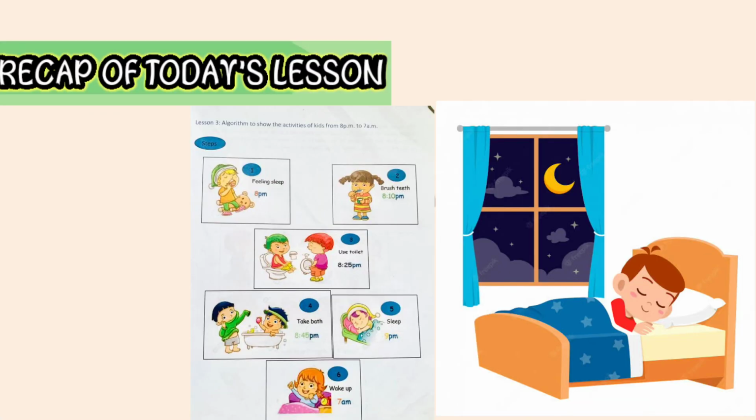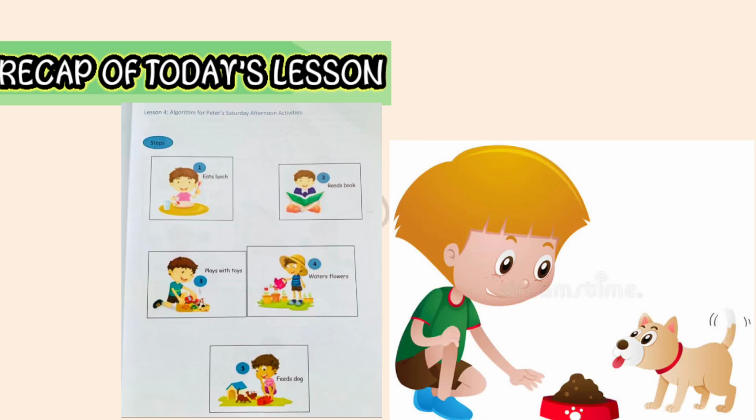Let's have a recap of our lesson for today. We talked about the algorithm to show the activities of kids from 8 p.m. to 7 a.m. We have feeling sleepy, brushing the teeth, using the toilet, taking a bath, sleeping, and you wake up at 7 a.m.